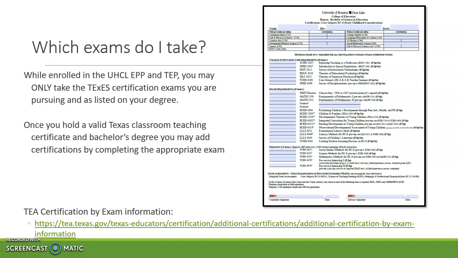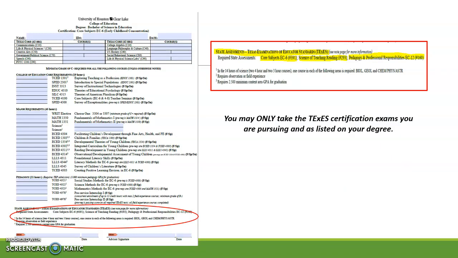If you are interested in adding additional exams, remember you have to first complete this degree plan and graduate. Once you're graduating and you already have your Texas Classroom Teaching Certificate and your bachelor's degree, then you can go on and add additional supplemental exams if you want, like ESL or bilingual or special ed and so on, but you have to complete what's on your degree plan first.